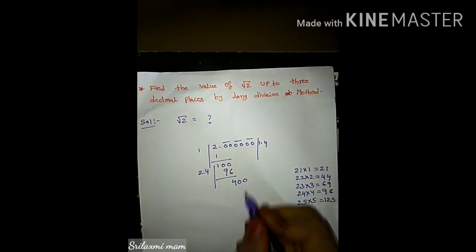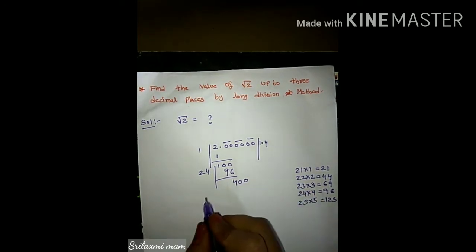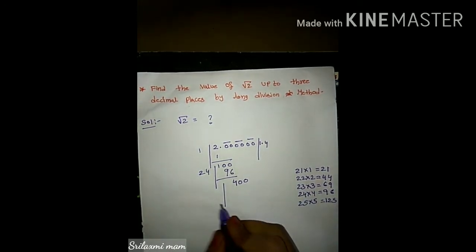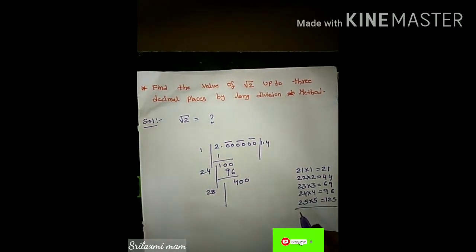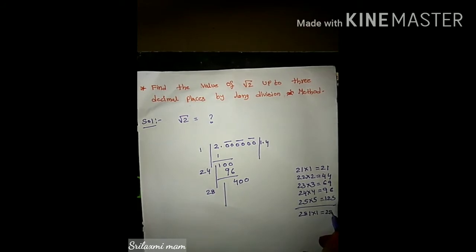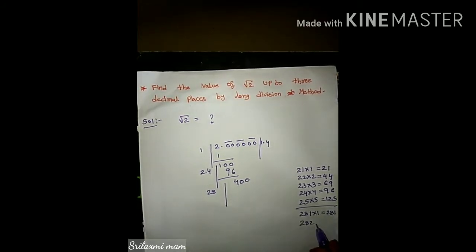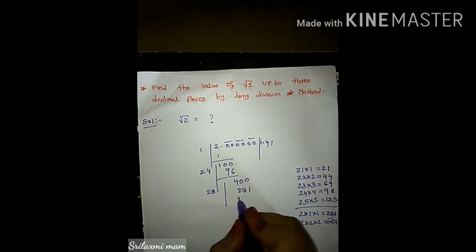Next we take 2 zeros. Here what is the number? 14. So 2 times 14 means 14 into 2, that means 28. So we take 28, same use. 281 into 1, 281. 282 into 2 equals 564. So we take 281 into 1, 281.